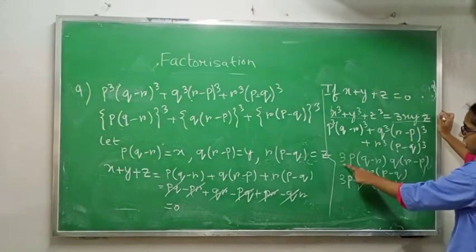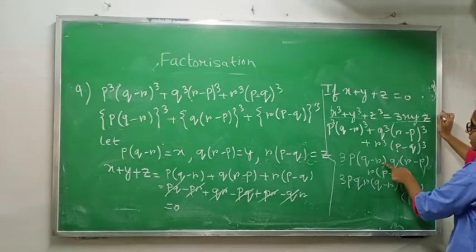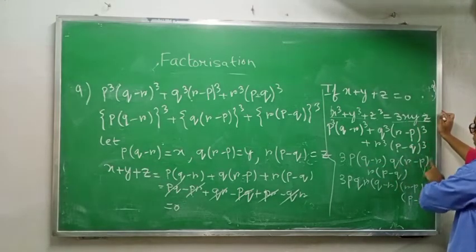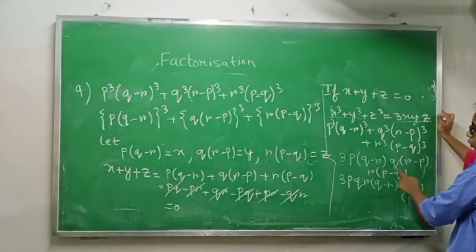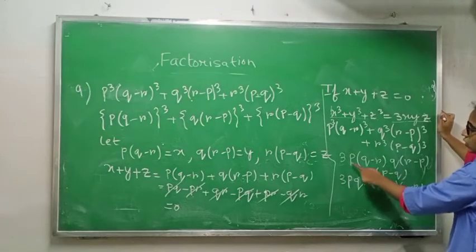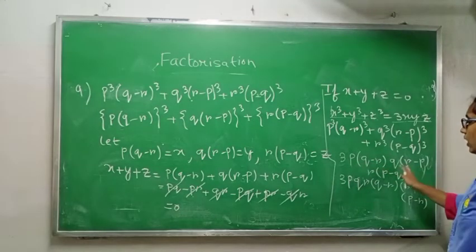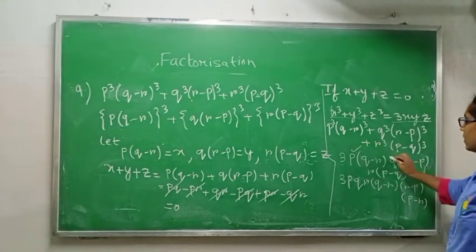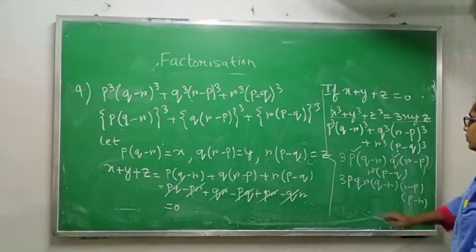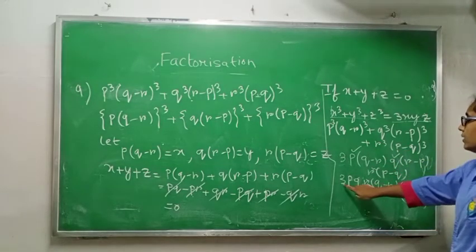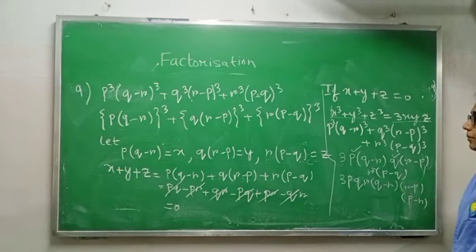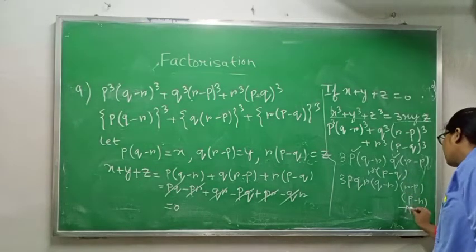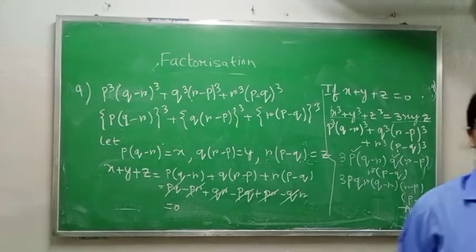So I am writing 3 first. The next value is p(q − r), y value is q(r − p), z value is r(p − q). Pqr, these 3 are in multiplication. These all are in multiplication, but outside the bracket we have pqr. So first I am writing pqr with 3. Then whatever inside the bracket I am writing after this. So this one is your answer. Copy this in your book.